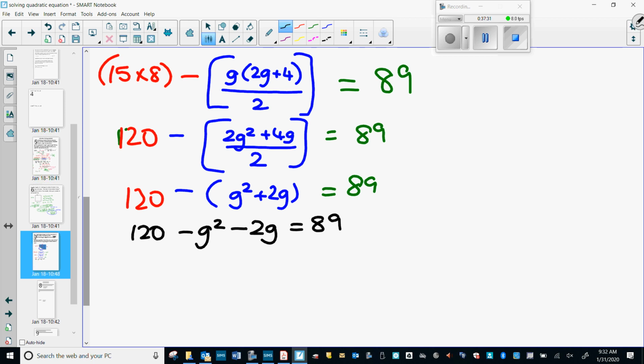Miss, hang on. Were you saying that in order to divide out the 2, you have to do it to both parts of this? Yeah.